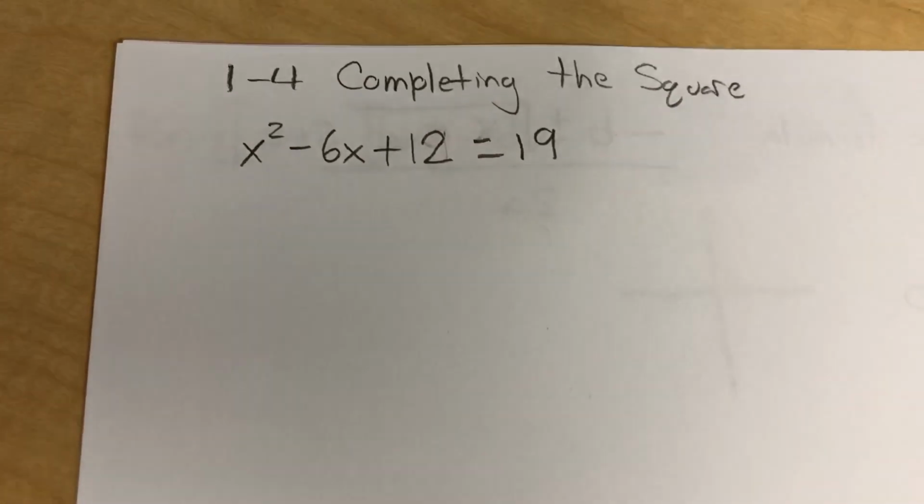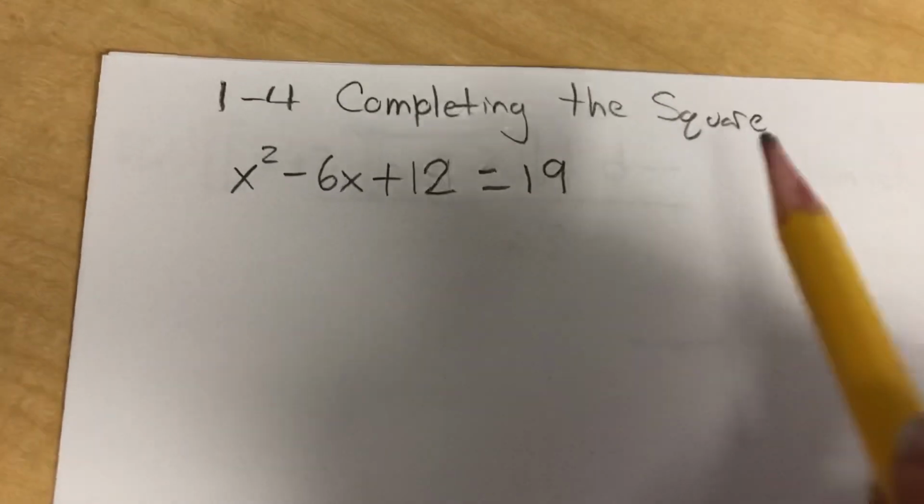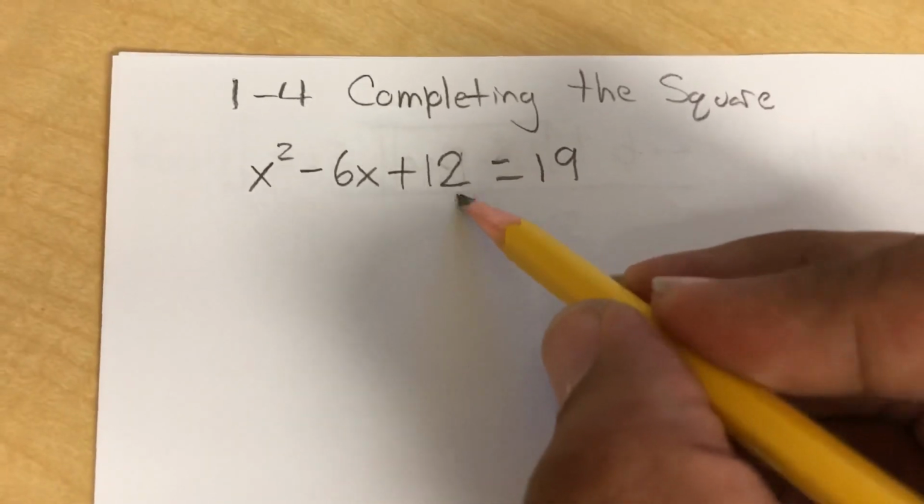All right, here we are reviewing. So first we're going to start solving this quadratic function by completing the square. First we have to figure out what c should be.